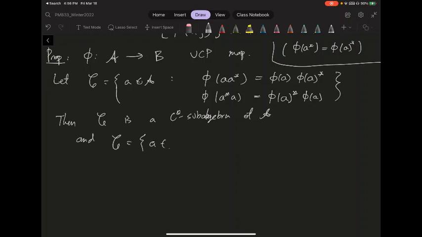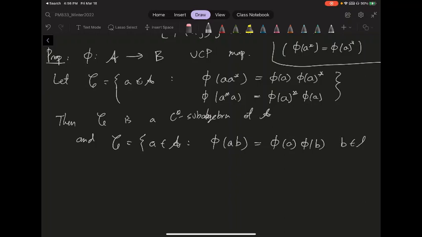This C can also be defined in the following way. It actually just contains all these A inside A where, when you try to say phi of AB, you can move the A outside. So it really looks like phi is a homomorphism.